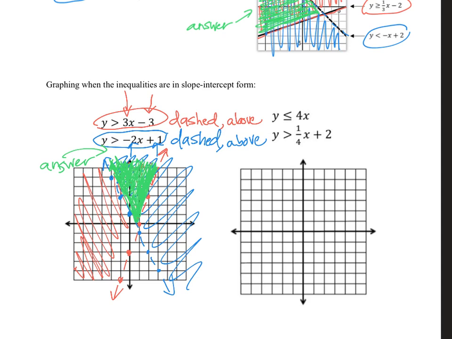So I'm going to grab my first color, and I know that this is going to be a solid line because it's less than or equal to, and since it's less than, I'm going to be shading below. So let's graph this first inequality. There's not a y-intercept, so it's going through the origin, and my slope is 4, so I go up 4, 1, 2, 3, 4, over 1. I can't go this direction and do the slope again on this graph, so I'm going to go in the other direction by going down 1, 2, 3, 4, and over 1. This is a solid line.